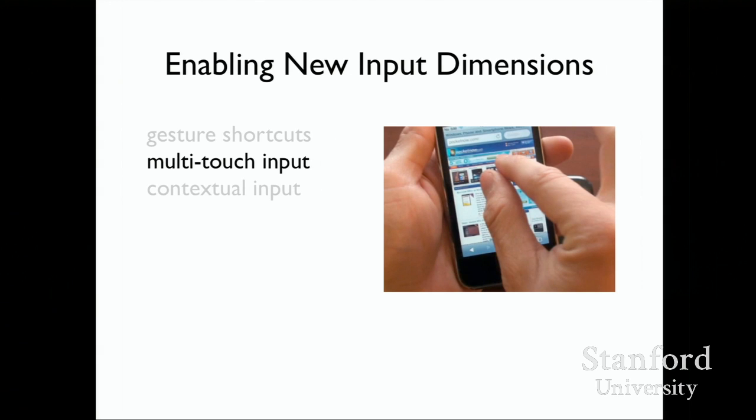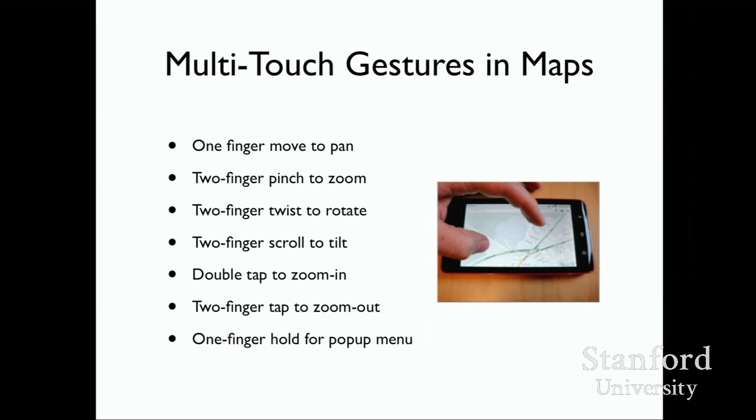So next I'm going to talk about multi-touch input. Probably it's the most important class of input behaviors on mobile devices. It's amazing how many multi-touch gestures are actually enabled in a mobile application such as maps. These gestures are intuitive and efficient to use, but they're very difficult to program manually.